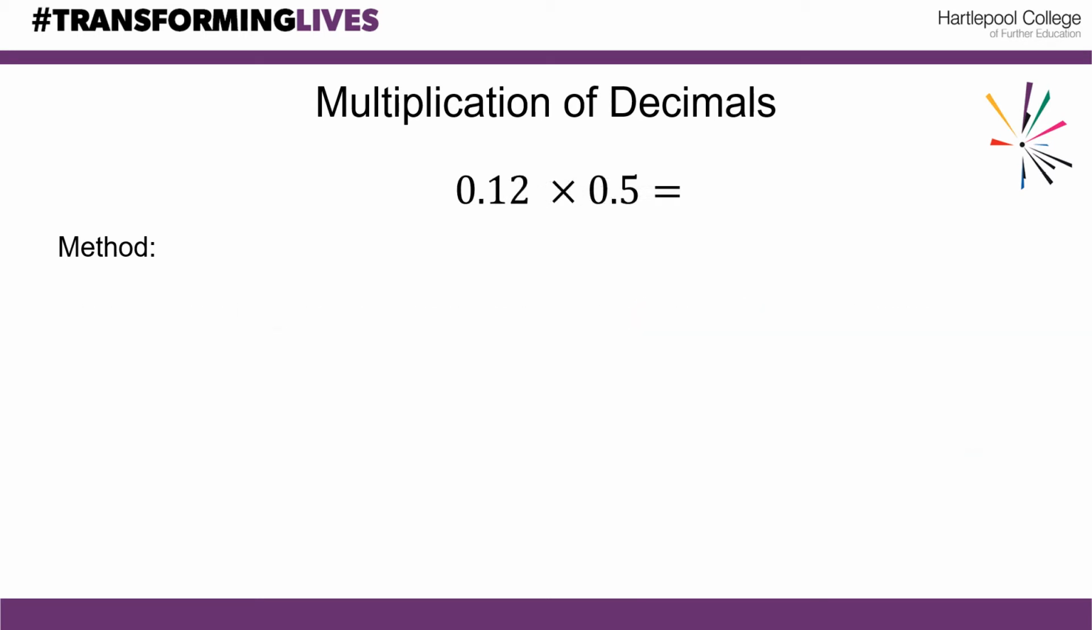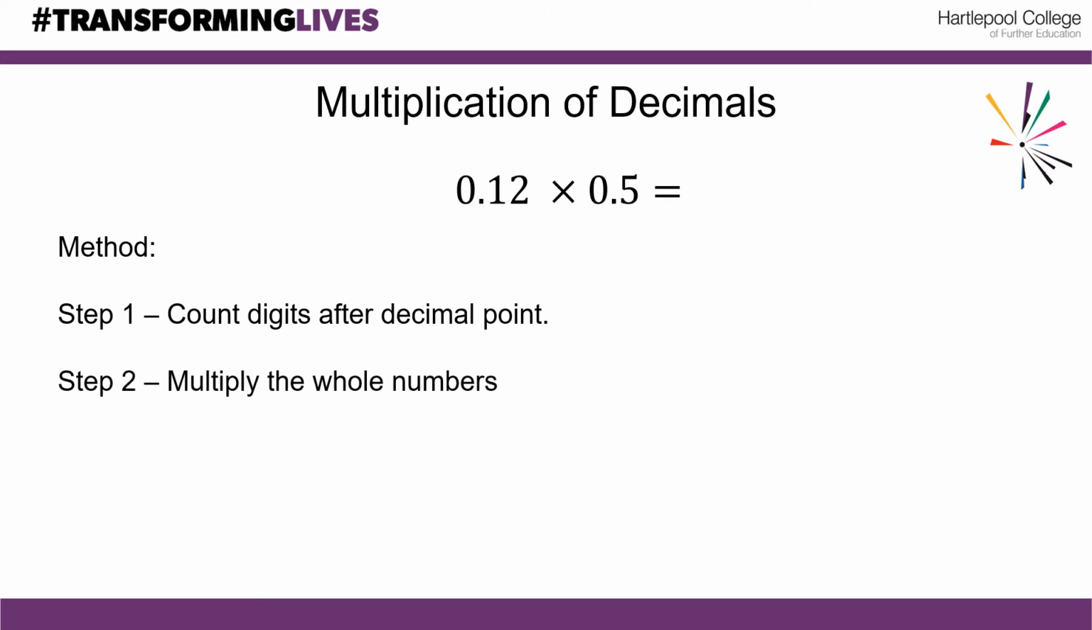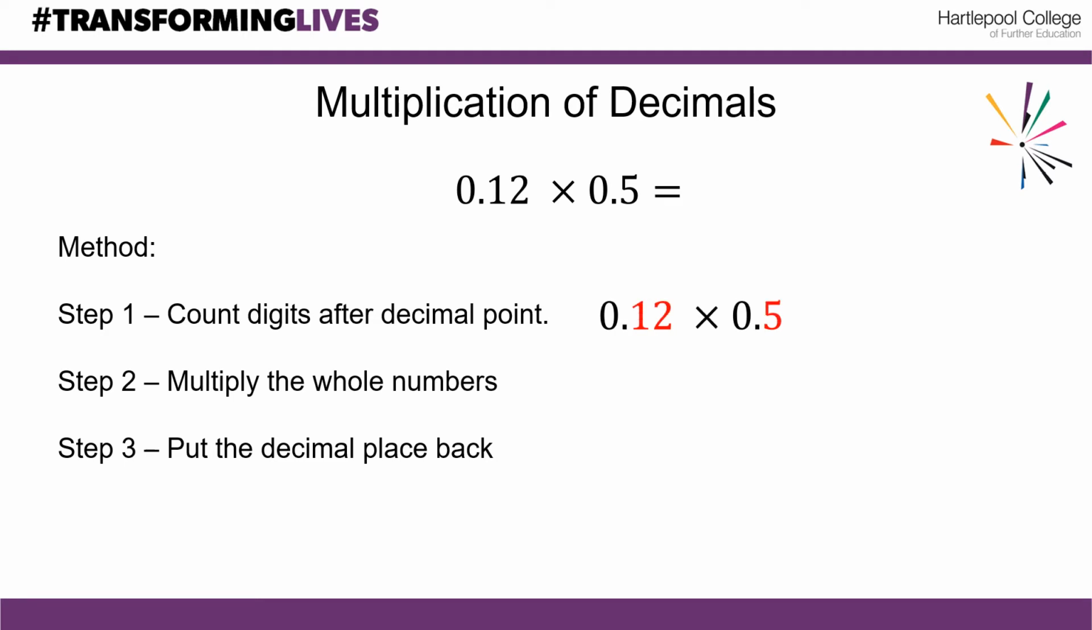Okay, so the next one, we've got 0.12 times 0.5. Method remains the same. We're going to count the digits after the decimal point, multiply out the whole numbers, and then put the decimal place back in. Now this time we've got the 1 and 2 from 0.12, so 2 decimal places there. We've got the 5 from the 0.5, a total of 3 digits. So our answer is going to need 3 decimal places.